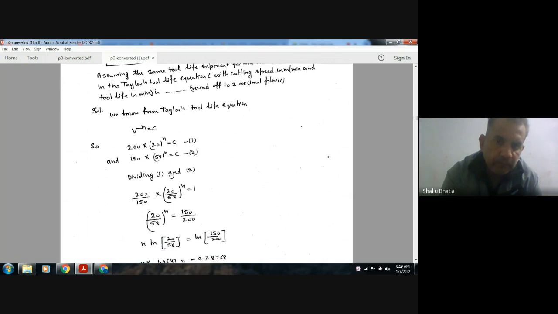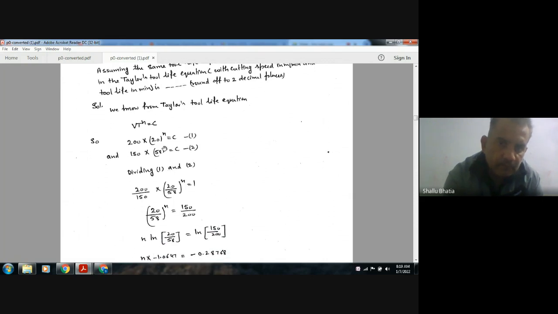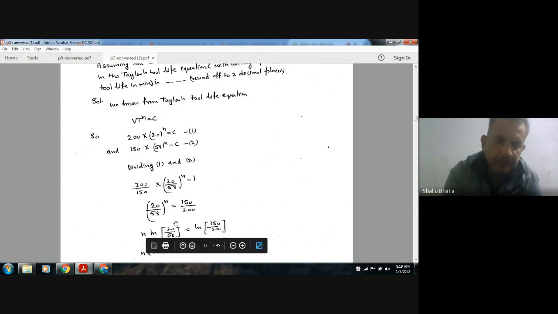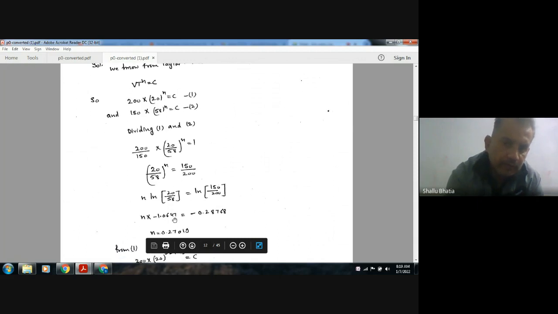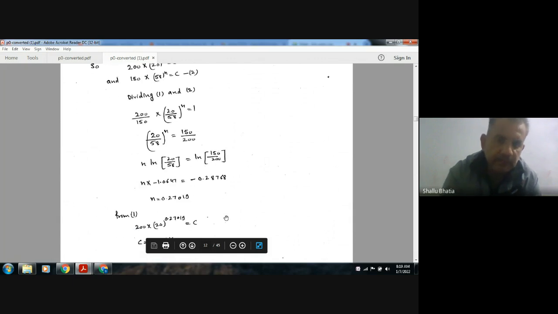So dividing the two, we will have 20 by 50 raised to n. Taking ln both sides, n ln of 20 by 50 equals ln of 150 by 200. The value of this is minus 1.0647 and the value of this is minus 0.28756. Okay, so n is here.